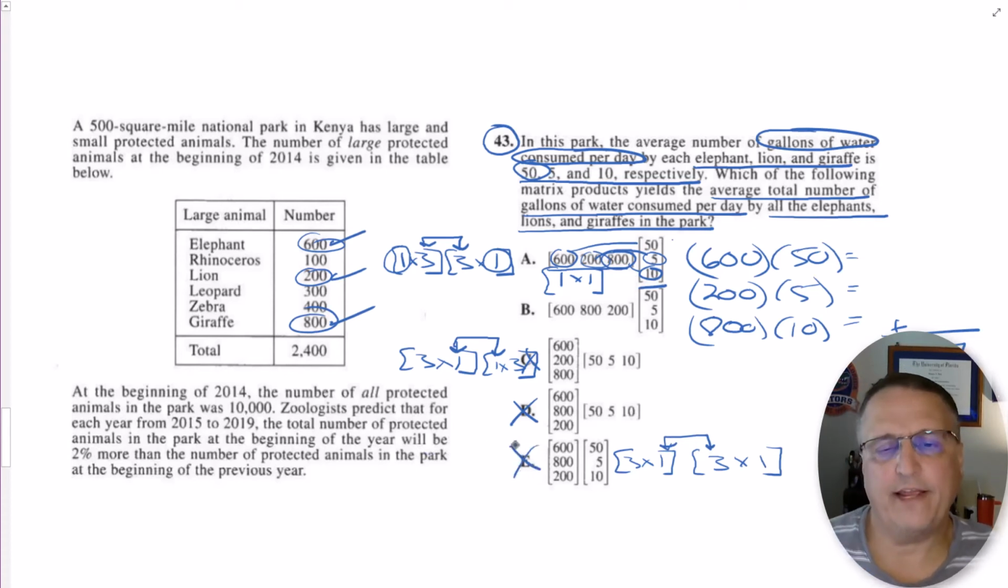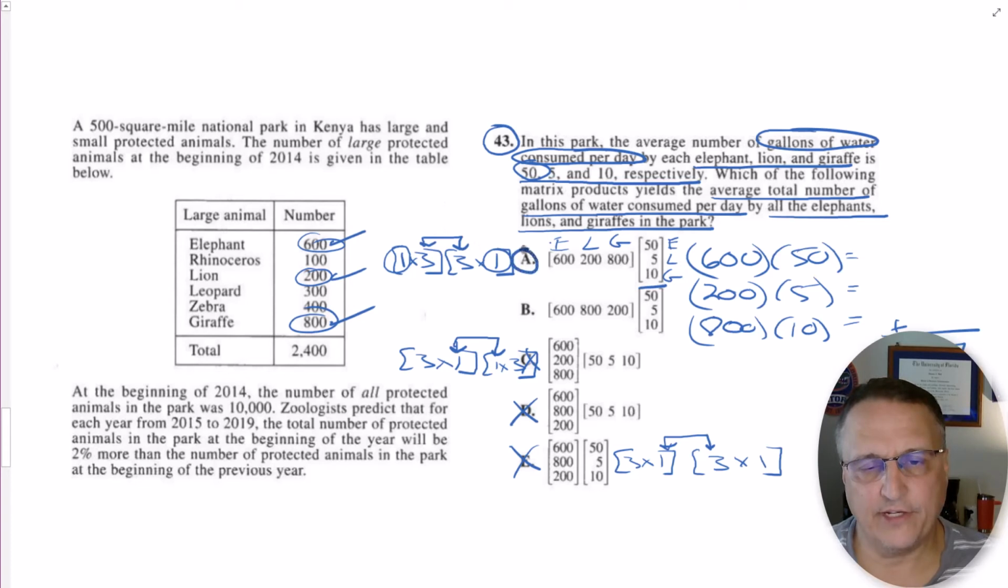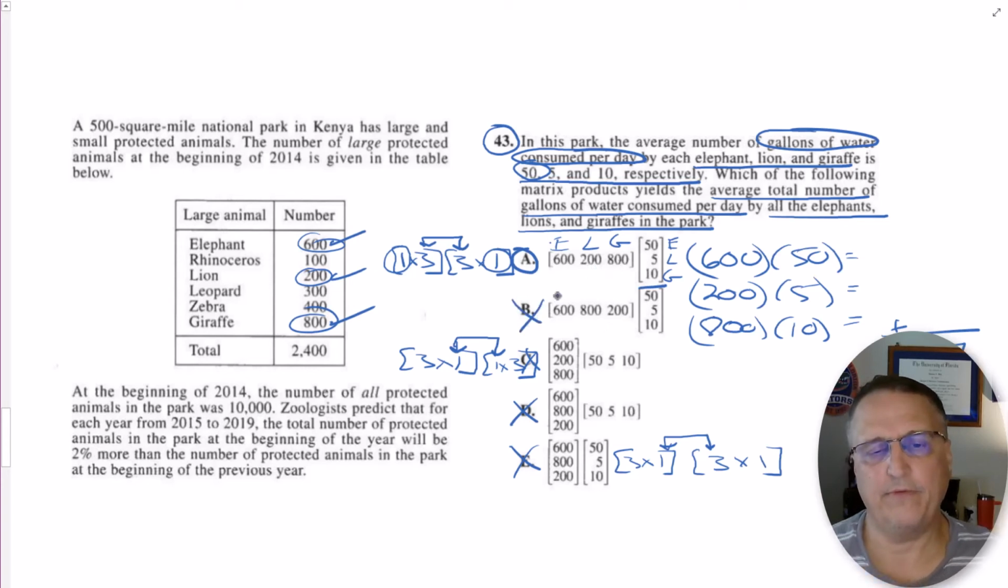So the only thing that I have to check is to make sure between A and B, which one has these elements in the right order. So my elephants are going elephants, lions, giraffes, right? Elephants, lions, and giraffes. And the gallons of water for each goes 50, 5, and 10. So there you go. There's my elephant, lion, and giraffe gallons per day. So that is answer A. Answer B just simply has the 200 and 800 in the wrong order. So there you go. That's it.